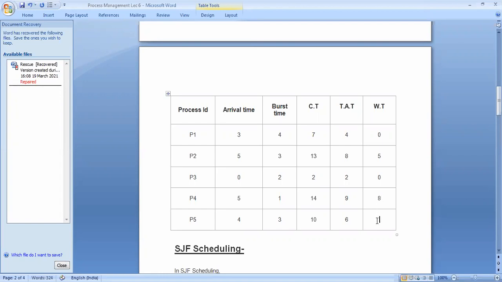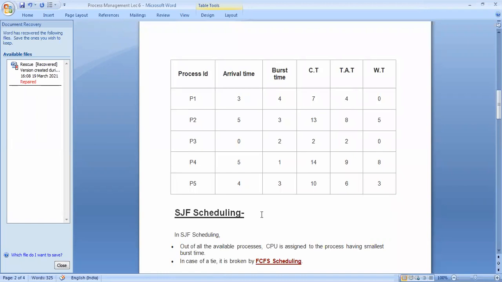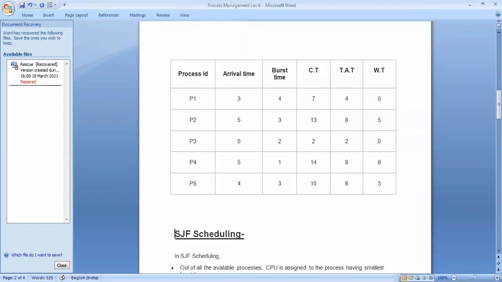Next, 6 minus 3, that means 3. Okay, so now we can easily calculate average waiting time. Our main objective is to calculate average waiting time or average turnaround time.